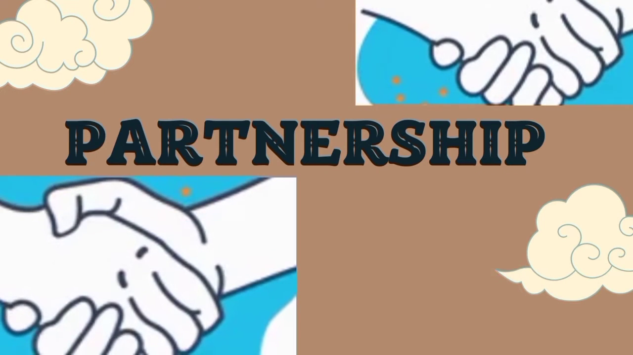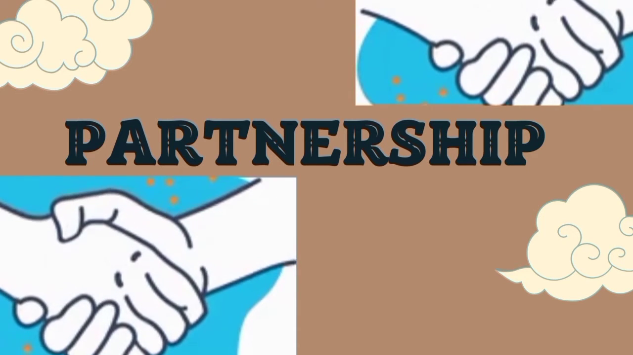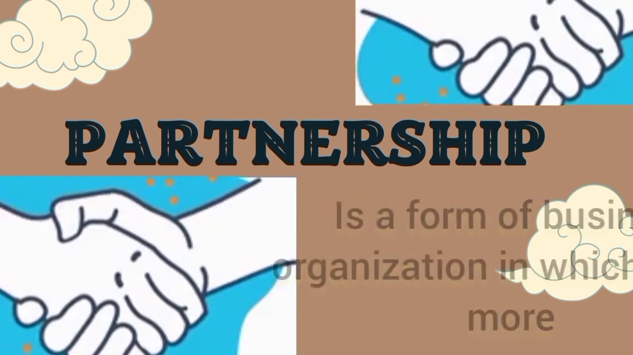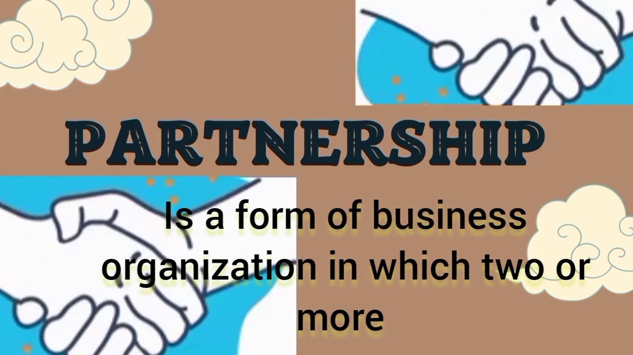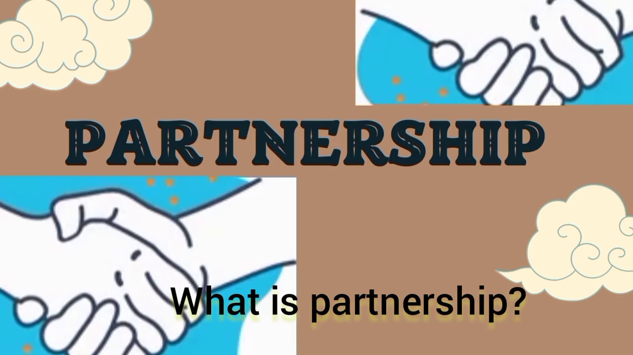In your previous lesson, you learned what business organization was. And so in this lesson, I'll be taking one of the forms of business organization, which is partnership. So let's begin. Partnership is a form of business organization in which two or more individuals combine to own and run a business for the purpose of making profit. All right, that is partnership.